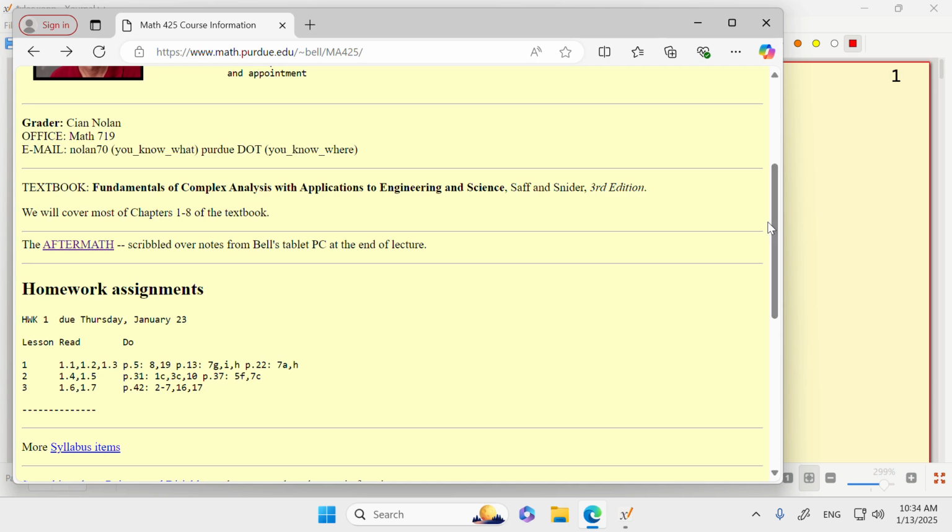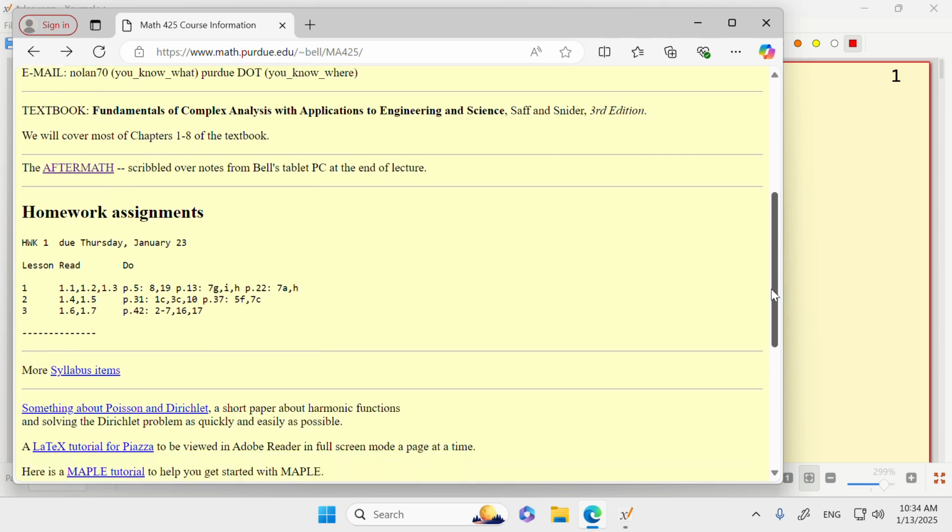Question? Yes. In the homework assignment, it says lessons 1, 2, and 3, and then it says homework. Yeah. Today I'm going to talk about lesson 1. Wednesday's is 2 and Friday's is 3. And lesson 1 is going to cover the first 3 sections of chapter 1.